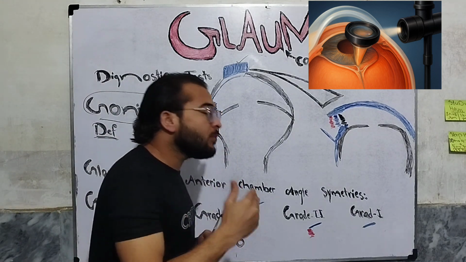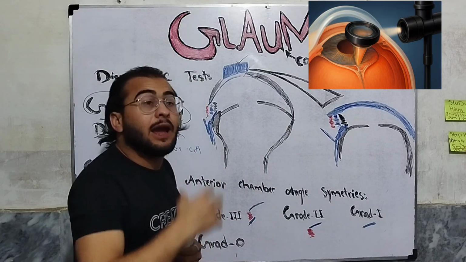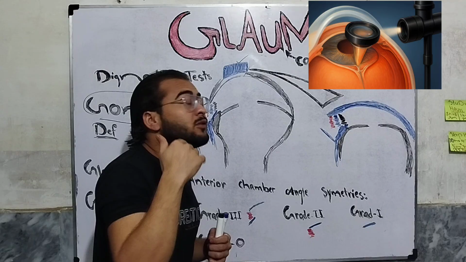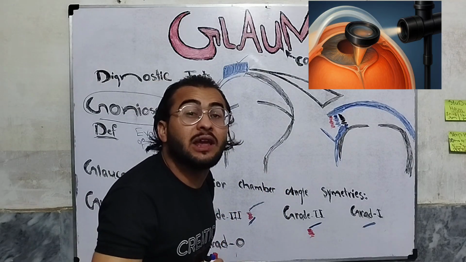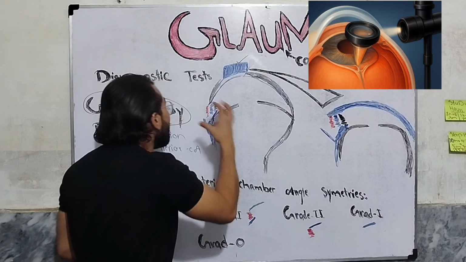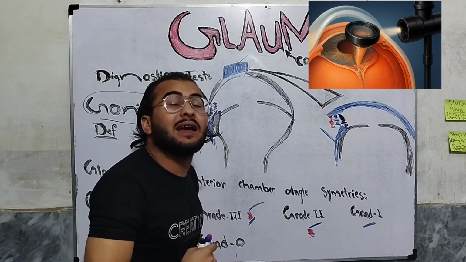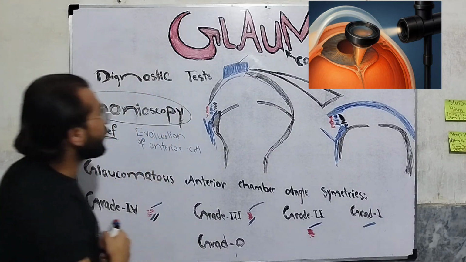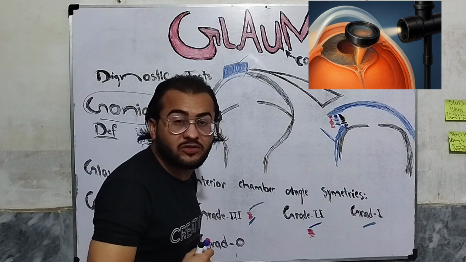Why do we need to understand the normal angle symmetry? This is because, as we have discussed a lot of glaucomas, we discussed primary and secondary closed angle glaucomas. So for these closed angle glaucomas, we need to understand the normal angle symmetry. For this, we should know the normal angle anatomy and structure.